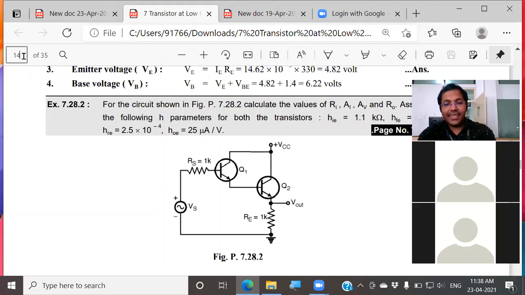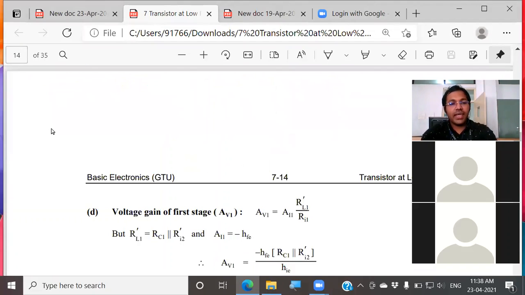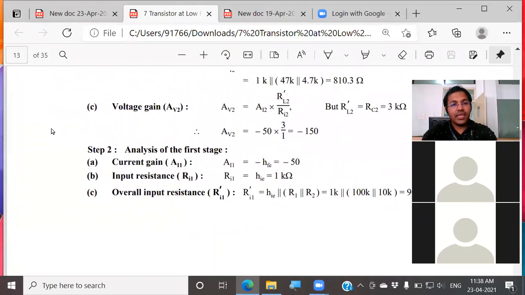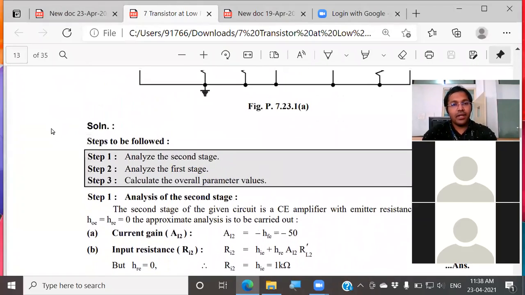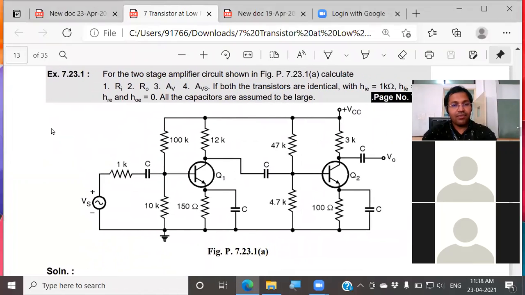Next, we will be discussing a problem on the two-stage RC coupled amplifier. First of all, I am telling the name of this circuit: two-stage RC coupled amplifier. Why is it called that? If you think, you understand the subject. Why is it called a two-stage RC coupled amplifier? Anybody?